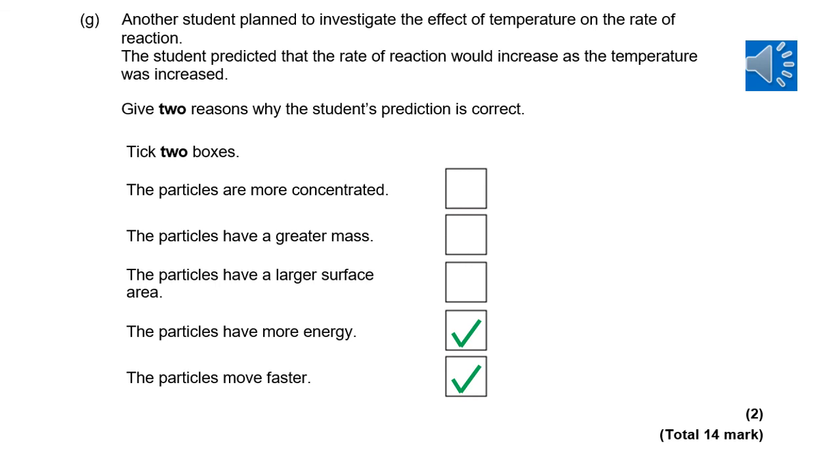Third one, particles have a larger surface area. No, they don't. It's the last two that are going to be correct. If you warm up the reactants, the particles are going to have more kinetic energy, so they can move around faster. They're going to have more energy. So those two are the correct answers.